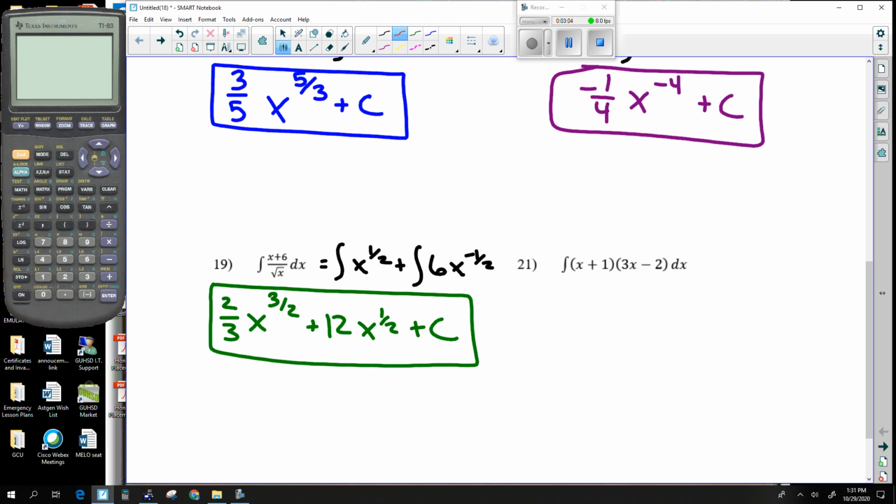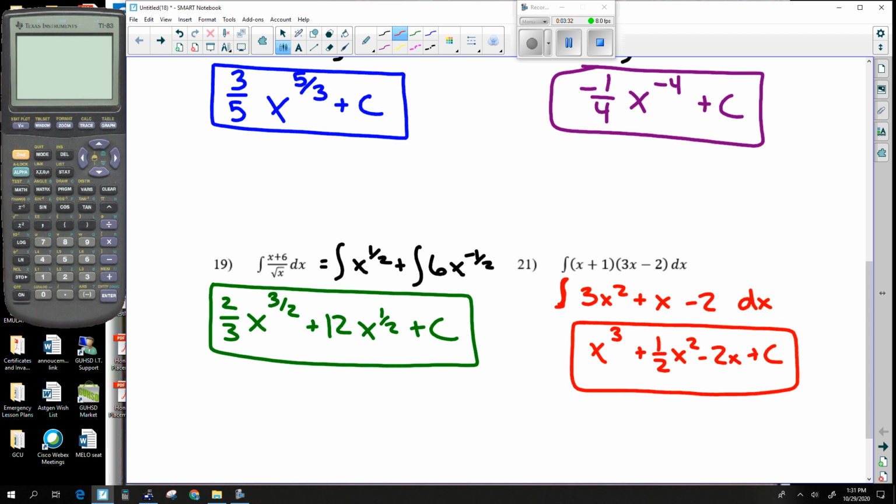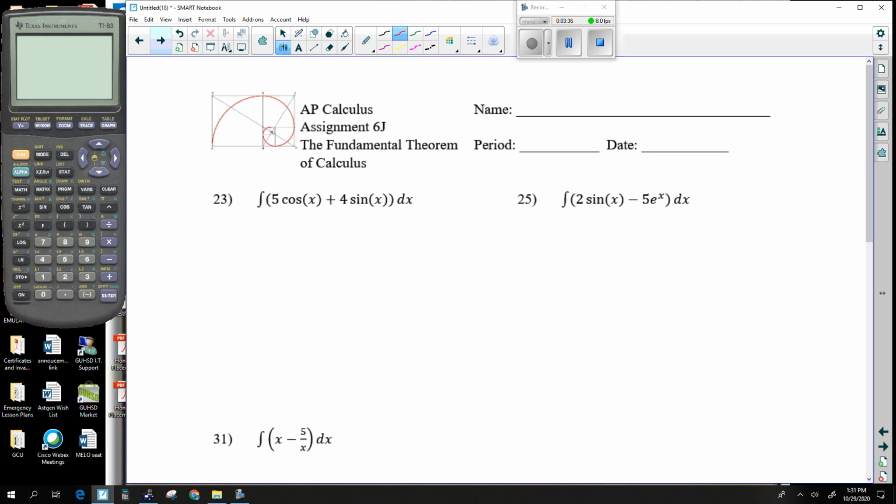Here I can't do the multiplication, so what I do is I physically multiply and then handle business. So 3x squared, this is a -2x, and the positive 3x is a positive 1x, and a -2. Multiplies to 1. Easy peasy.